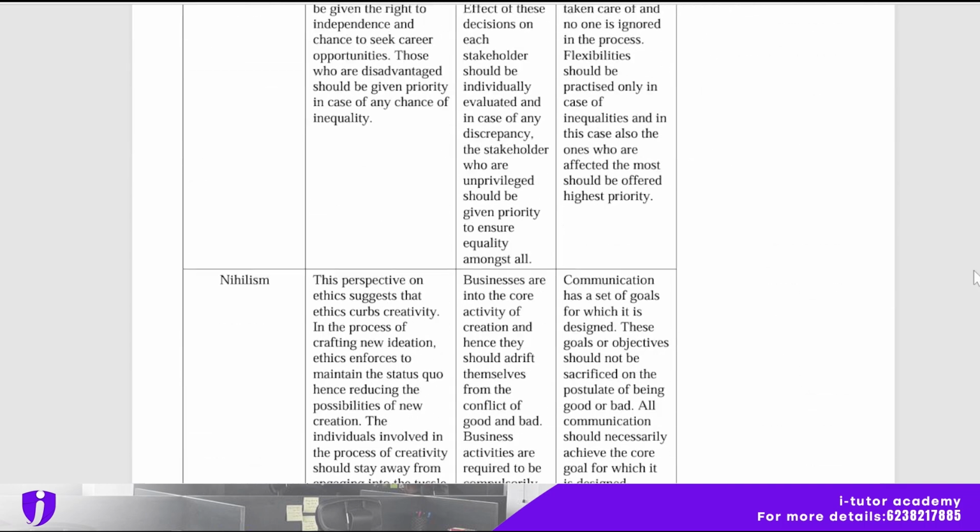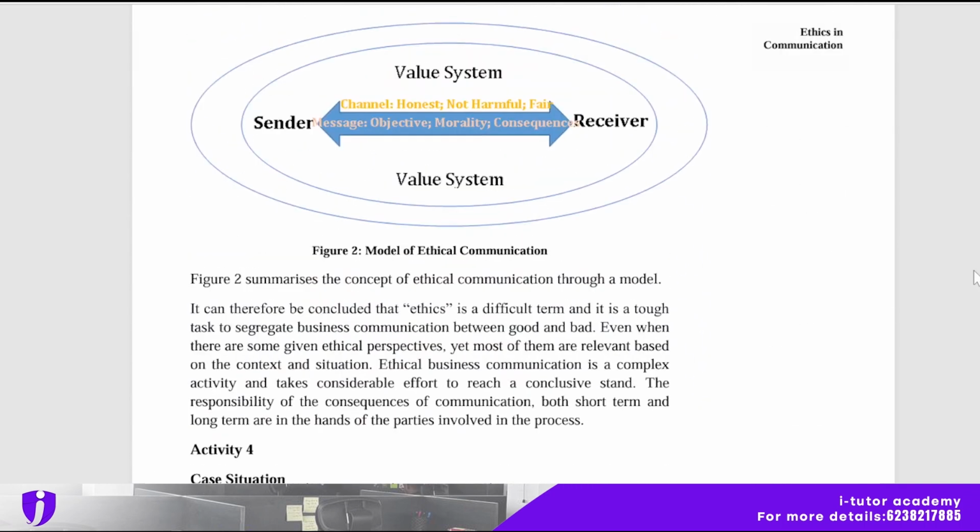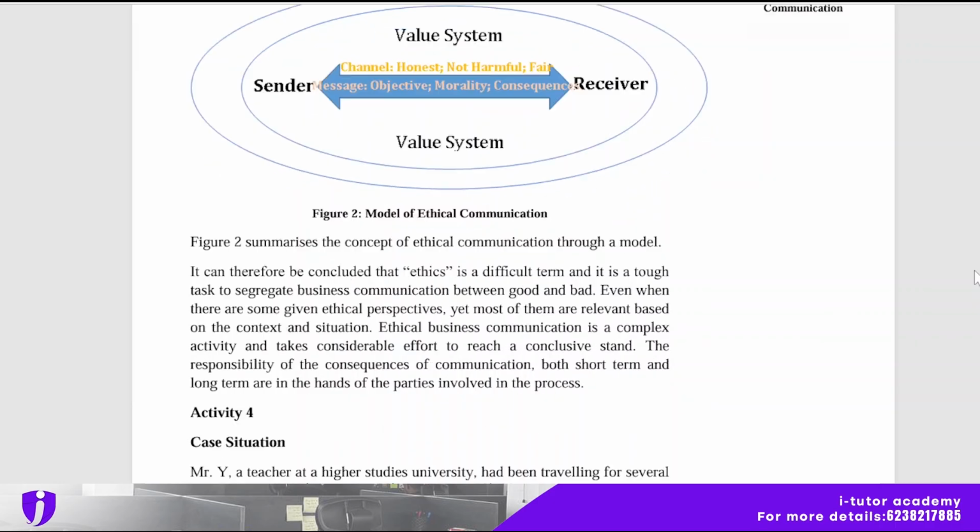Okay, so next is the model of ethical communication. Here is one figure. In the model there is a sender and a receiver. In between there are the message, objective, morality, consequences, and channel: honest, not harmful, and fair. A value system is there in between.